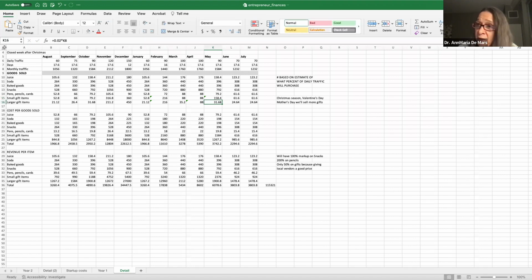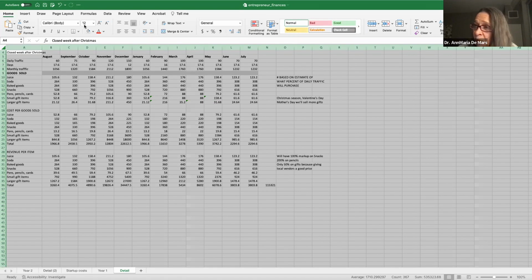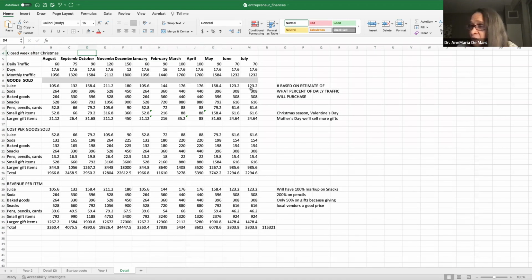Oh, also a useful thing, hopefully you can see this: if you click over here on the top left, it will pick everything so you can make it all bigger. So here's how I came up with these numbers, based on the estimate of what percent of daily traffic will purchase. Christmas season, Valentine's Day, and Mother's Day will sell more gifts. So for each item, I've got what percent of the monthly traffic will buy that. If we wanted to see what happens if we doubled the number of people coming in, I could double all these numbers and see how my sales went up.